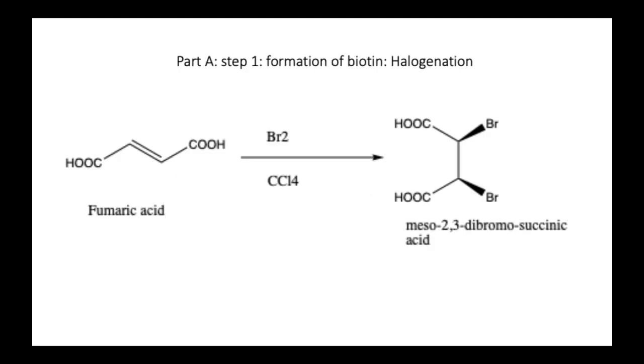Next, we'll be looking at step 1 in the formation of biotin, and this is a halogenation reaction. As you can see, this is a halogenation reaction that adds bromine by anti-addition on the double bond over here. And the mechanism in this reaction is that the Br-Br bond in Br2 becomes polarized when it comes close to an alkene and forms a bromonium ion. Then bromine is added again to complete the reaction, forming the meso compound that we see over here.